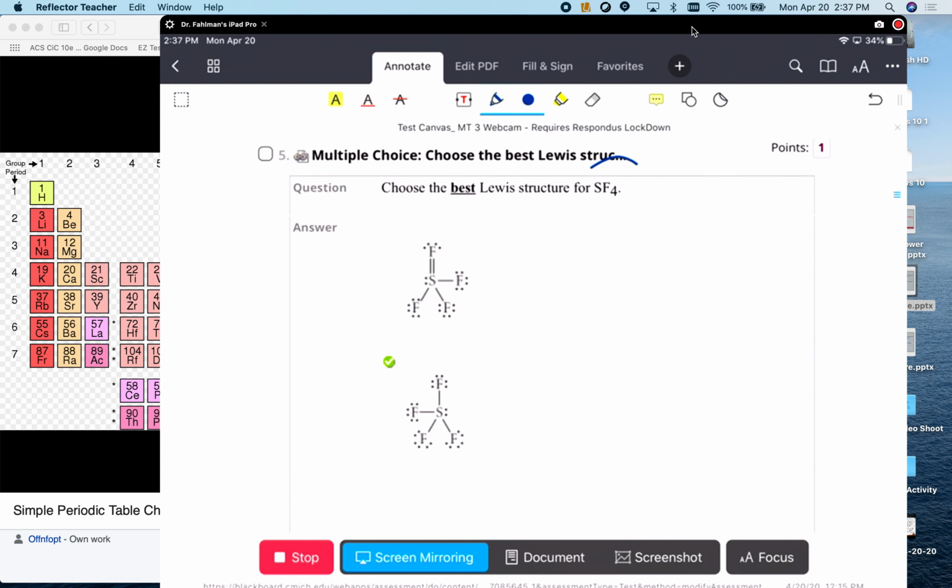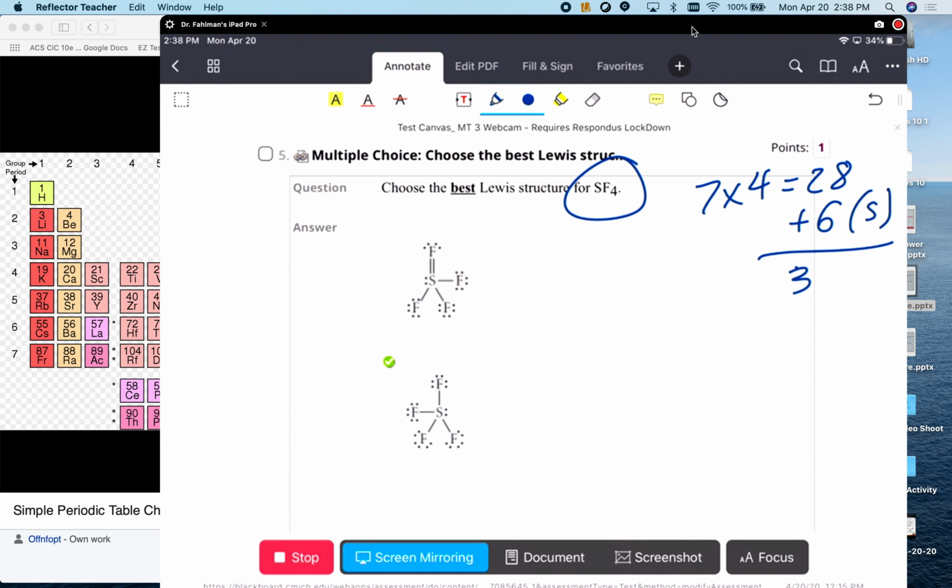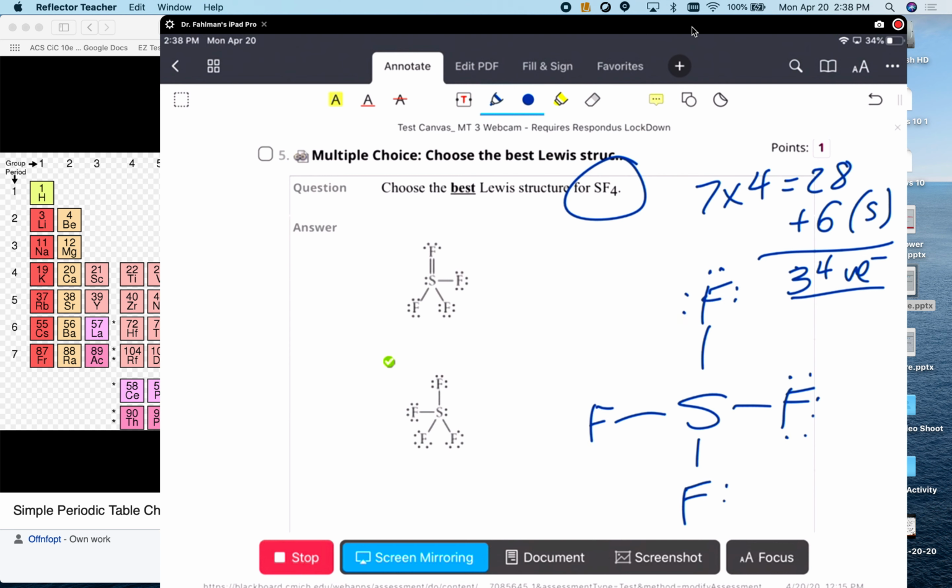The best Lewis structure for SF4. So 7 times 4 is 28, and then another 6 for sulfur. So what is that, 34, right? Valence electrons. So 8, 14, 6, 32, 33, 34. Okay, so something with a lone pair on the central sulfur.